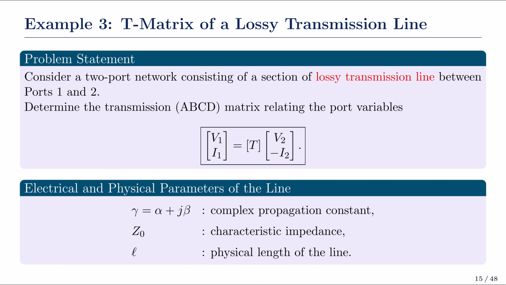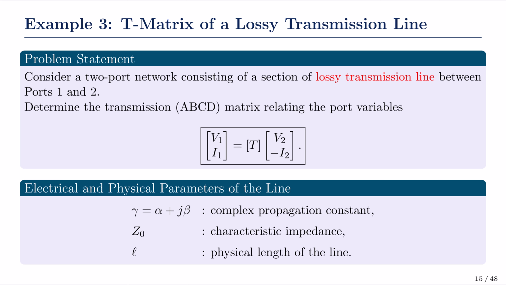In this example, we determine the transmission or ABCD matrix of a section of lossy transmission line. The line is characterized by three physical parameters: its complex propagation constant gamma, which includes both attenuation and phase propagation, its characteristic impedance Z0, and its physical length L. Our objective is to establish the matrix relation between the voltage and current variables at the two ports.